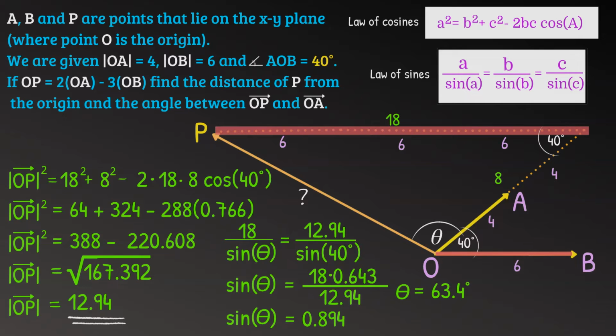This is where it really helps if you've drawn your sketch to scale. Now my sketch isn't drawn exactly to scale, but it's pretty obvious that theta is going to be over 90 degrees. Therefore, theta should be the second value, which is 180 minus 63.4, so our final answer is 116.6 degrees.